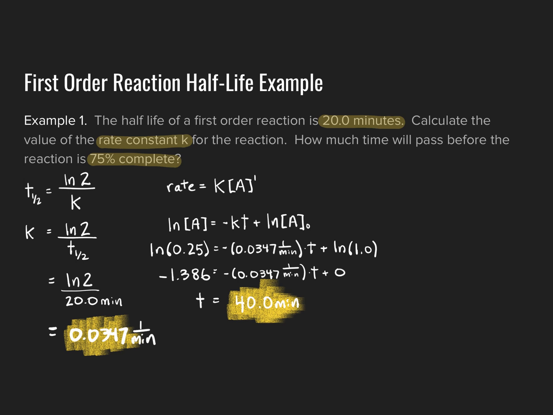All right, so at this point we've now seen how you can use the half-life equation to solve for the rate constant k, and then using that rate constant k once it's been defined in the context of the integrated rate law to solve for an amount of time which has gone past. We'll move on to our next slide.